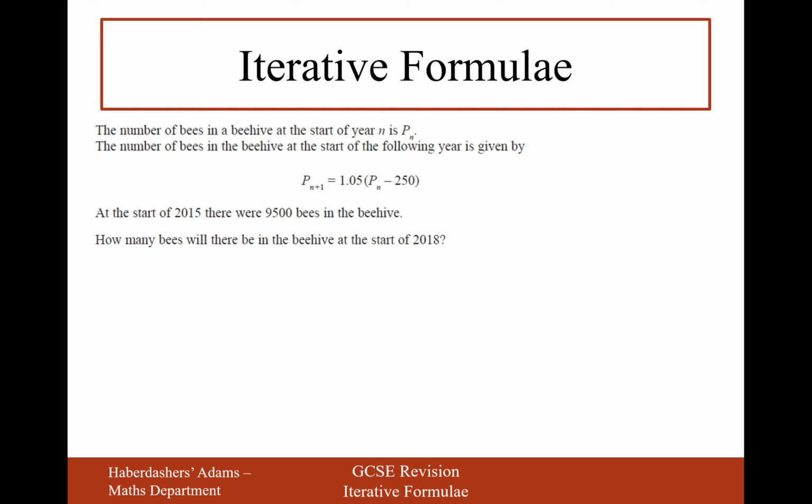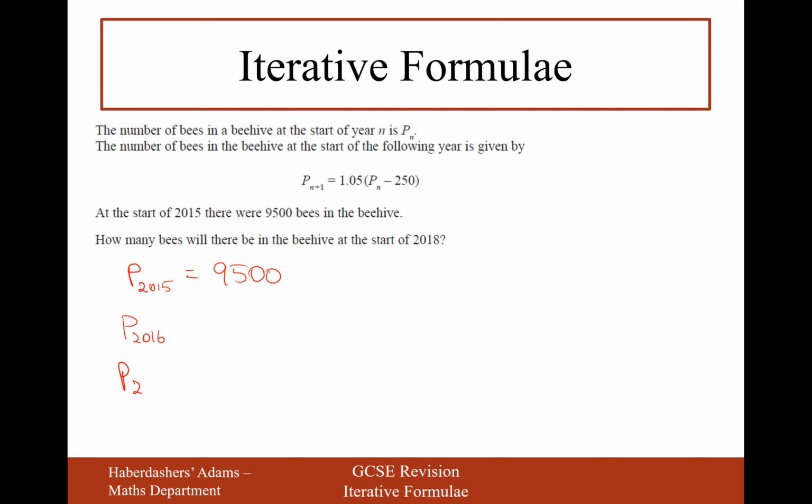Okay, so this is just making sure you know how to use an iterative formula. The number of bees in a beehive in year n is Pn. The number of bees in a beehive at the start of the following year is given by this formula here. At the start of 2015, we had 9,500 bees in the beehive. And the question is, how many bees will there be in the beehive in 2018?